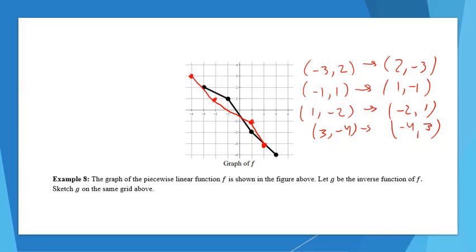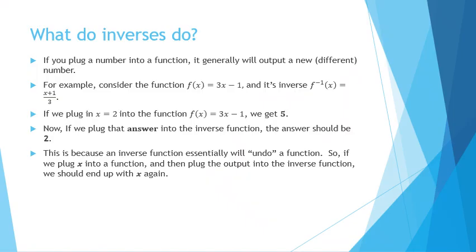There. And so that's going to be our inverse function, which is a perfect reflection over the line y equals x there. All right? So that is how we would graph that inverse function.